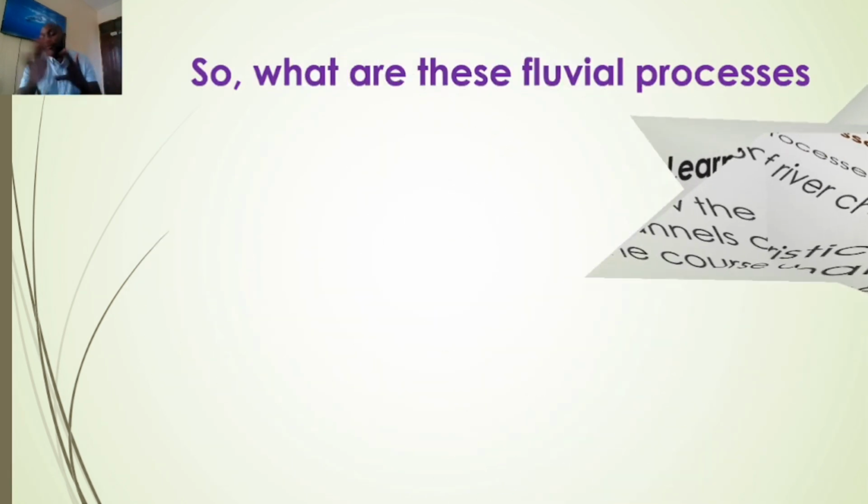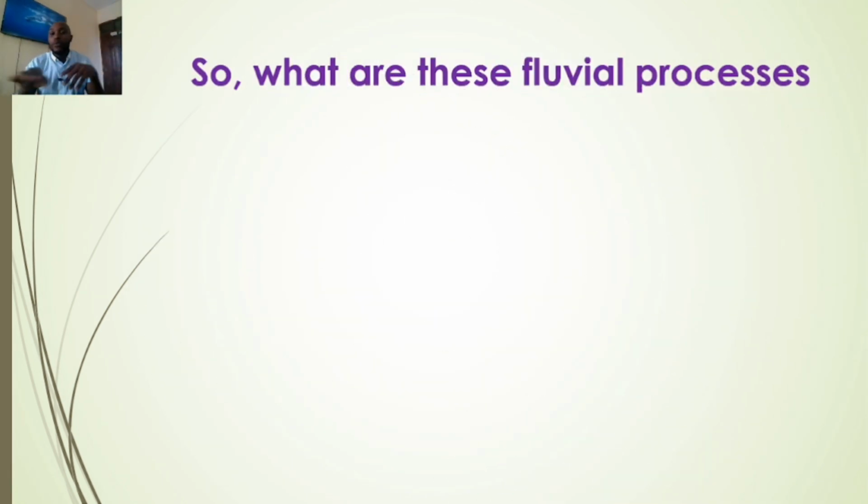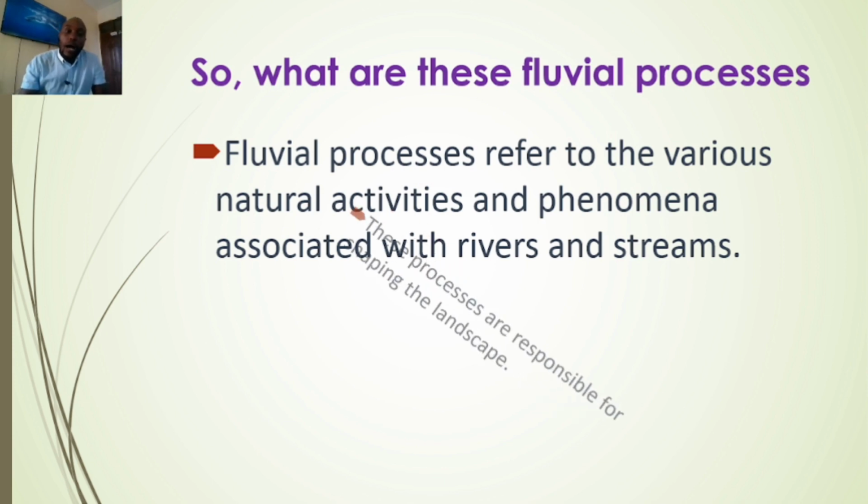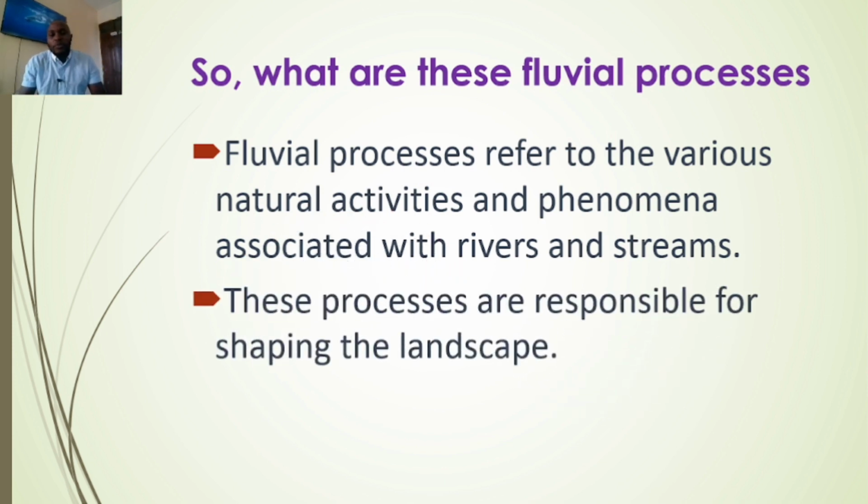So what are these fluvial processes? When you talk about fluvial processes, we refer to the various natural activities and phenomena associated with rivers and streams. Those natural activities that happen in rivers and also in streams, and they are natural actually. We call that fluvial processes. Now these processes are responsible for shaping the landscape of that river.